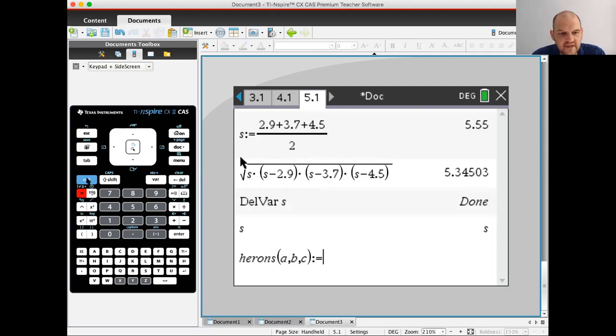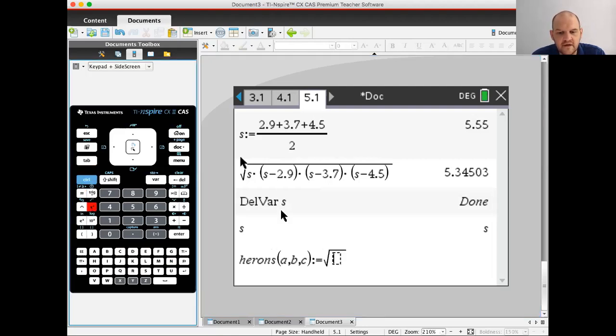It feels weird to do that, so it's the square root of S times the quantity S minus A times S minus B times S minus C. This multiplication here at the beginning is not optional. You need that, or it's going to say invalid implied multiplication. It basically means you have a variable and then open parentheses, but there's no function named that. It thinks you're naming a function S that takes an argument of whatever's after it. That's where you get that error.